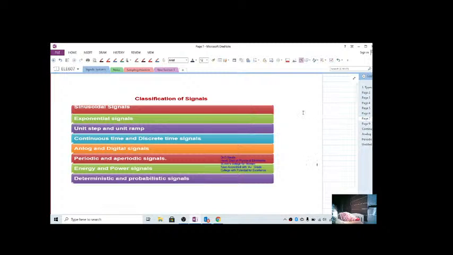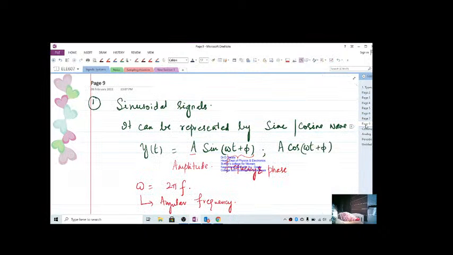how do you classify the signals? The signals can be classified into various types, but our study here is limited to only these many signals: sinusoidal signals, exponential signals, unit step and unit ramp, continuous time and discrete time signals, analog and digital signals, periodic and aperiodic signals, energy and power signals, deterministic and probabilistic signals. So let's concentrate mostly on some of these signals.